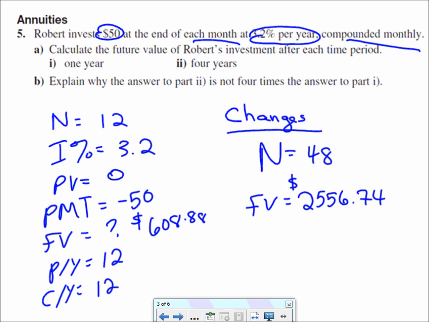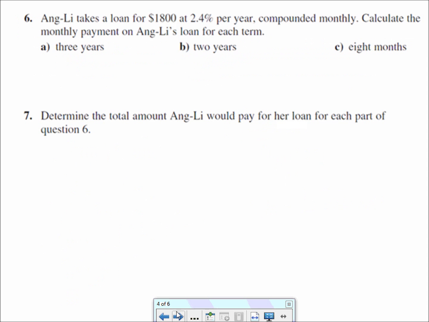Okay, so now B, explain why part 2 is not 4 times part 1. It's not 4 times because of the way our interest is compounded, right? It's an exponential growth question. So it's more than 4 times because it's exponentially growing. Each month you are getting interest on interest, okay? So it's not a straight line growth.